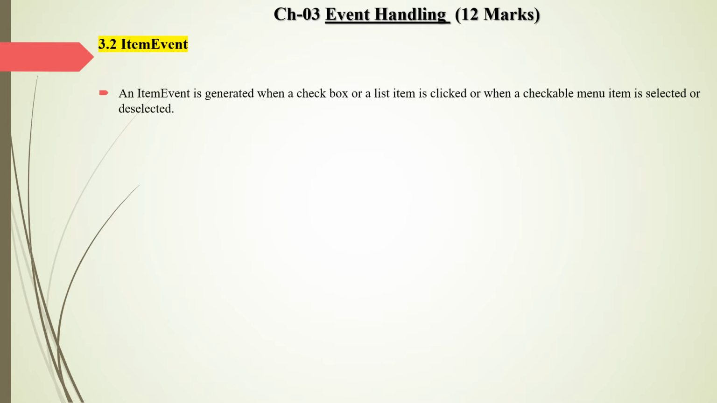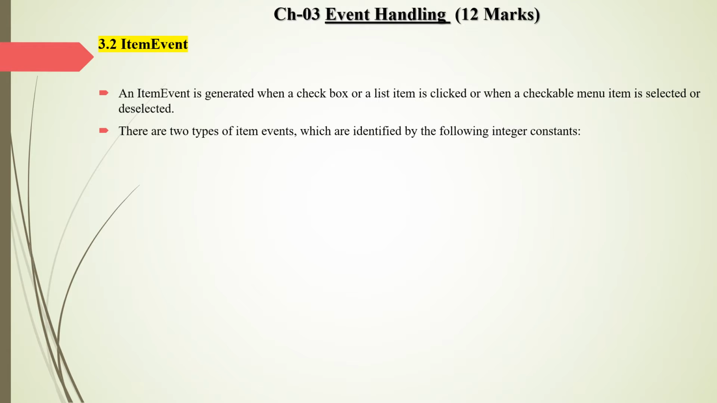First we see the item event class. An item event is generated when a checkbox or list item is clicked, or when a checkable menu item is selected or deselected. So these are the sources of item event. These are the components which generate the item event.